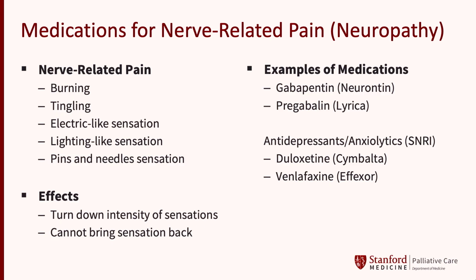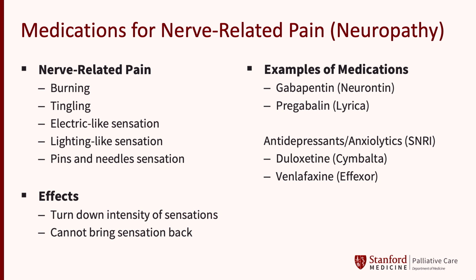The medications we have for nerve-related pain or neuropathy can be good at turning down the intensity of what I might call those extra sensations. So if you have more of that burning or electric-like pain, it kind of turns the dial down on how intense those sensations are, and that can be really helpful for a lot of people.